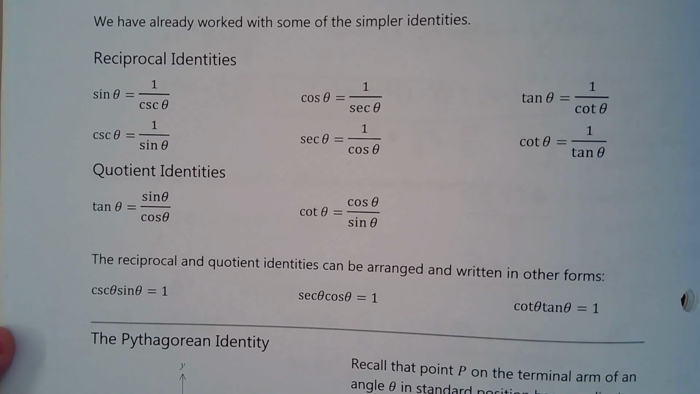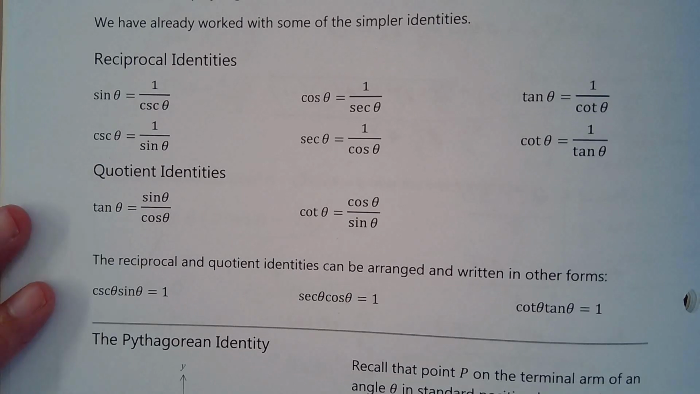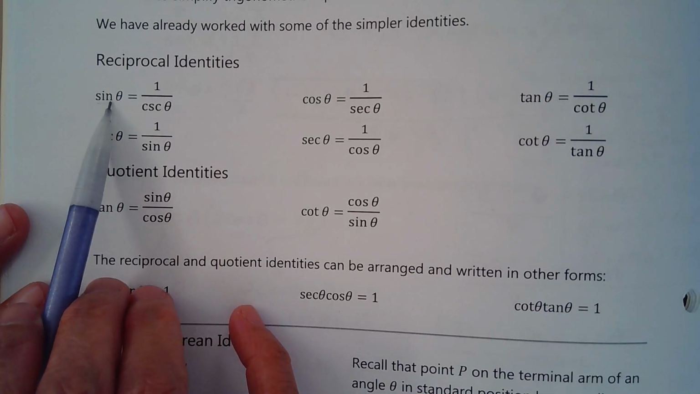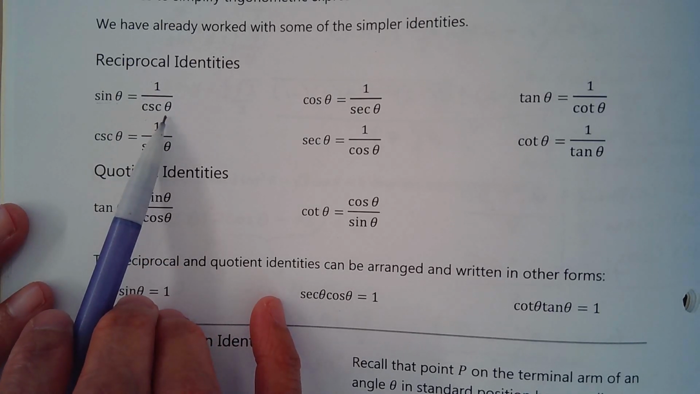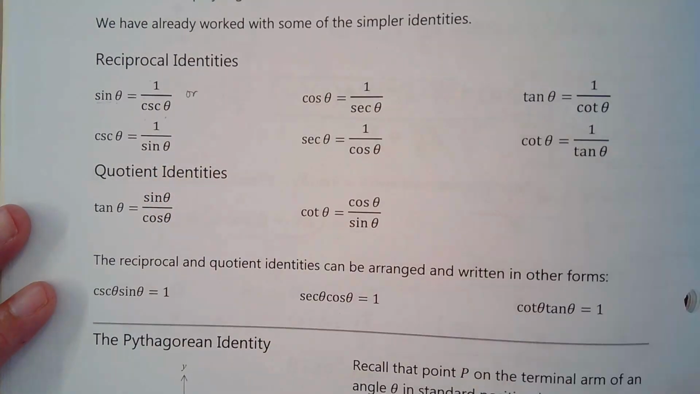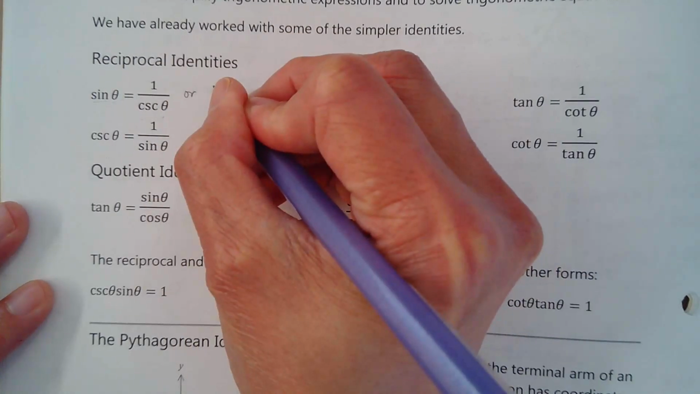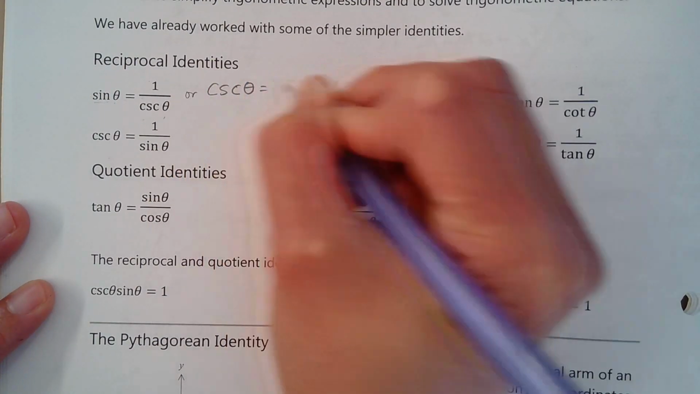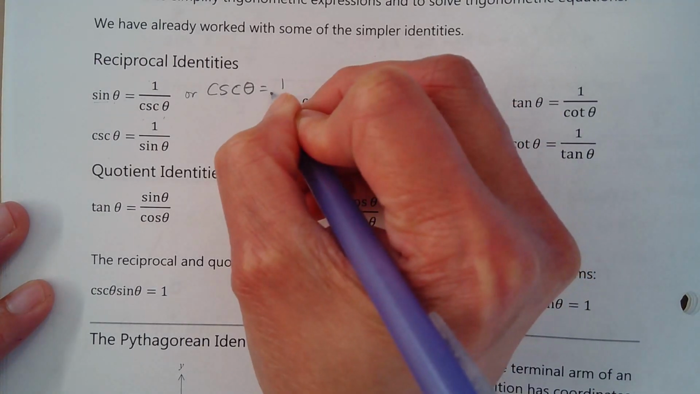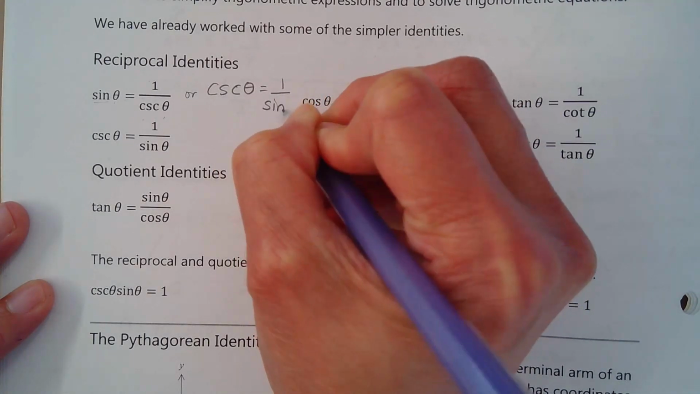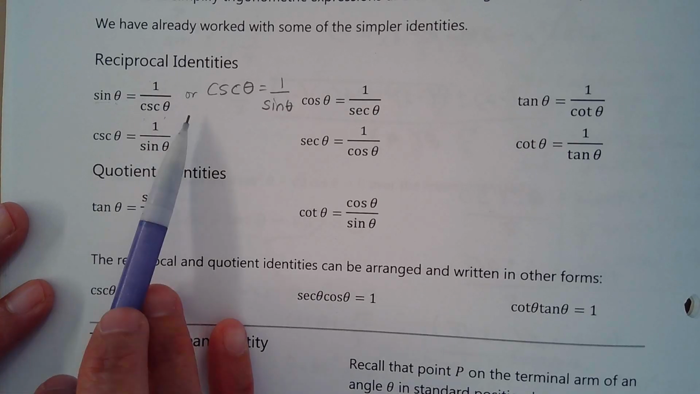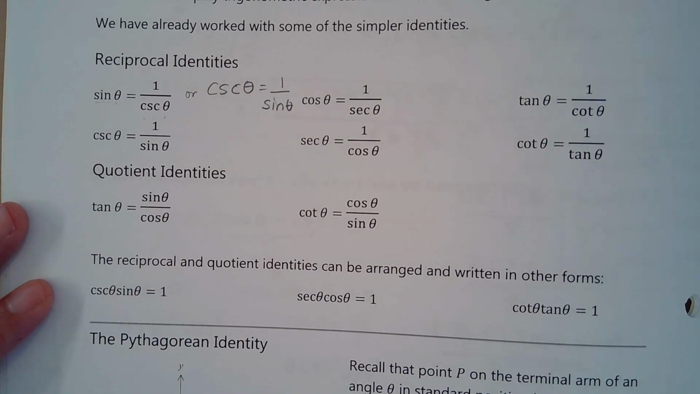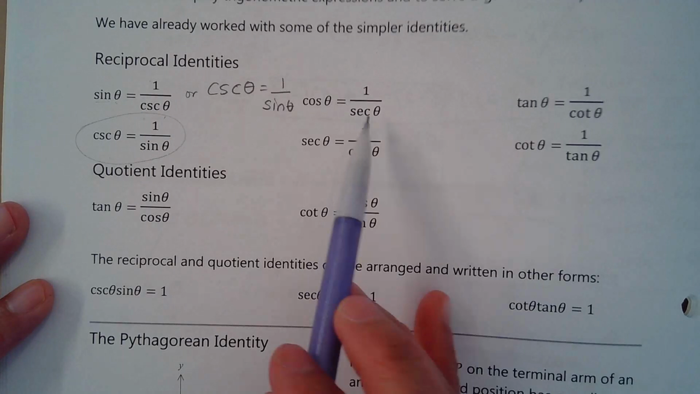So some of the identities that we've already been exposed to are as follows. Sine theta is equal to 1 over cosecant theta. Or we can say cosecant theta is the same thing as 1 over sine theta. If sine theta is equal to 1 over cosecant, cosecant is equal to the inverse of the sine, which is down here.